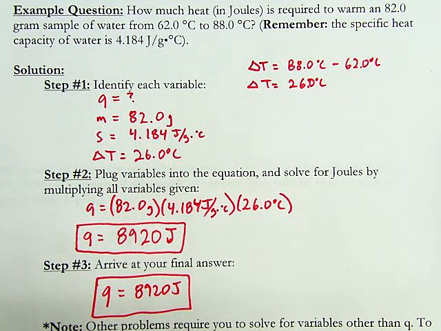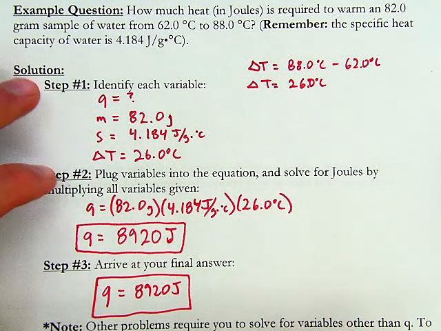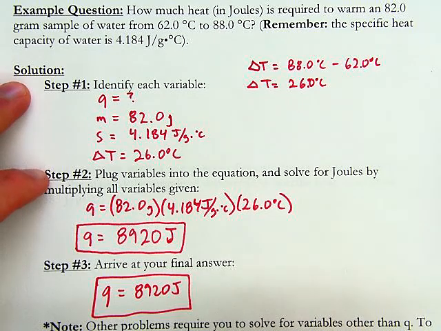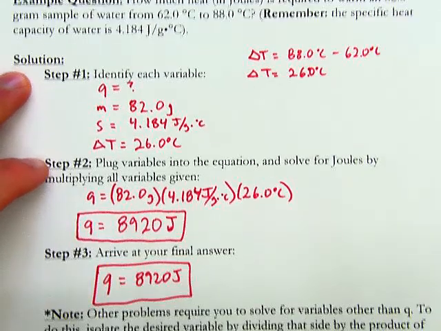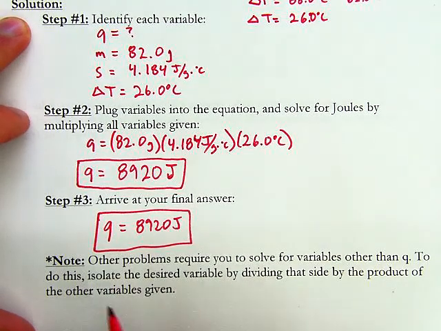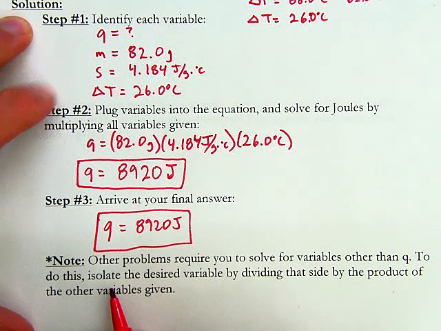Now at the bottom there's a little note and it says that some problems are having you solve for Q, which is what we just did, but there are other problems where you have to solve for any of the other variables.